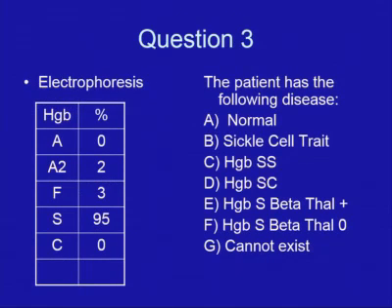Okay, so let's shoot to some questions for a second. So, based on this electrophoresis, this will be your favorite question, I'm sure. The patient has which disease here? This is a normal patient. Sickle cell trait, sickle cell SS, SC, S beta thal plus, S beta thal naught, or impossible.